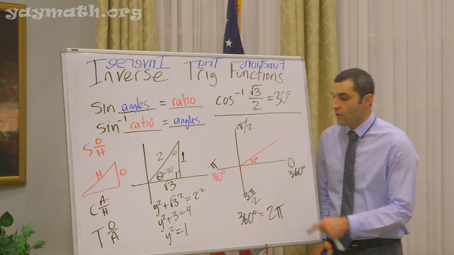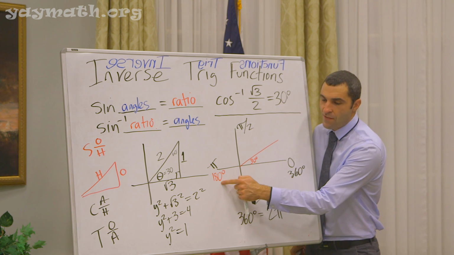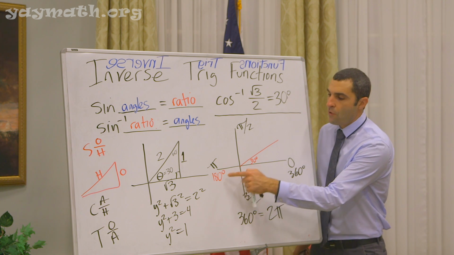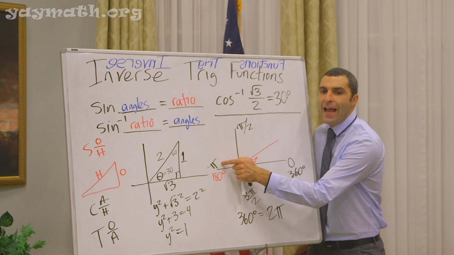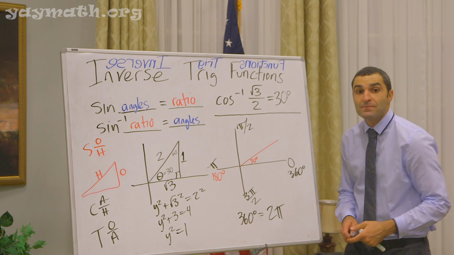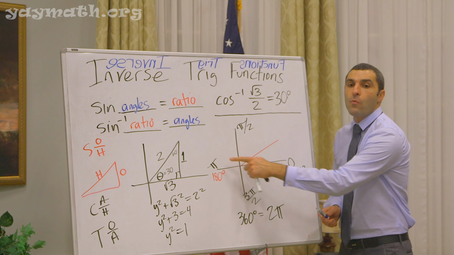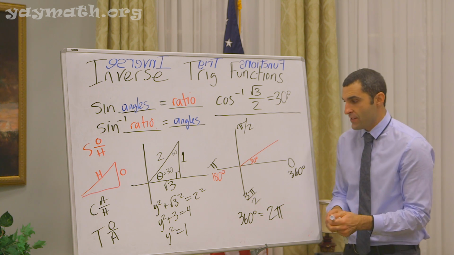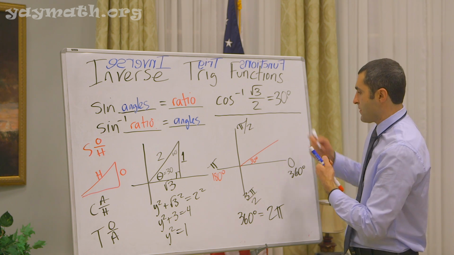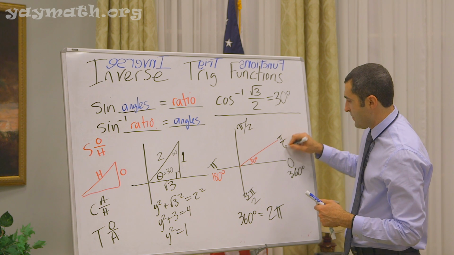So do you agree 30 degrees is 1/6 of 180 degrees? Yes, I do. Therefore, what is 1/6 of pi? 1/6 pi. That's correct. So this we're gonna call pi over 6.